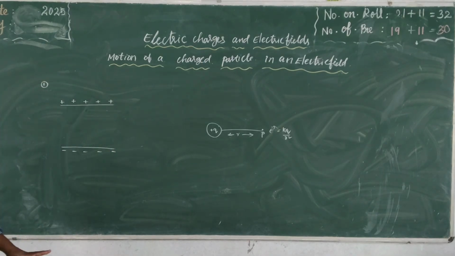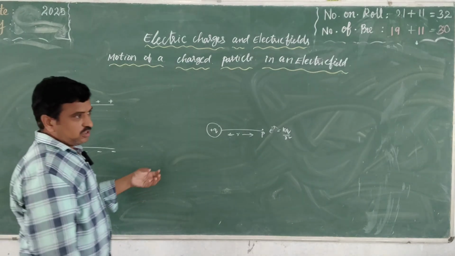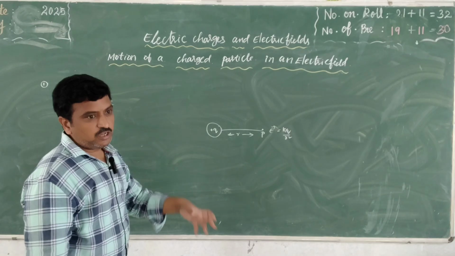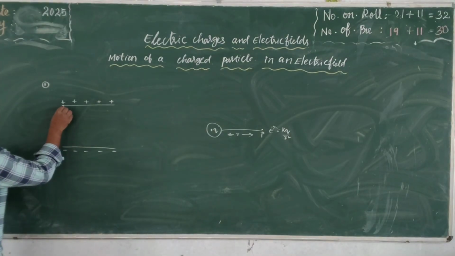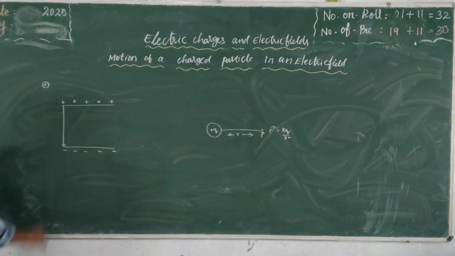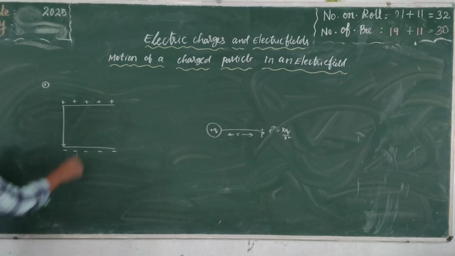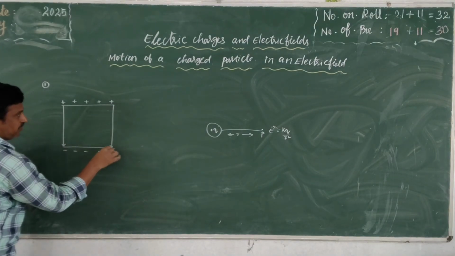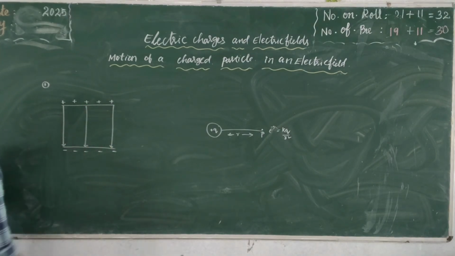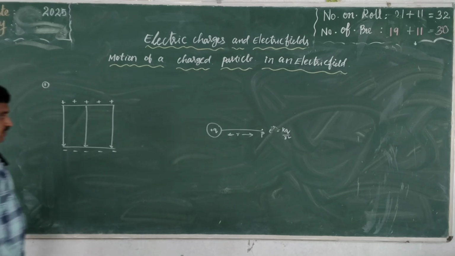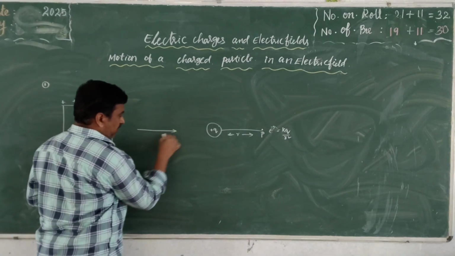Electric field is always from positive charge to negative charge. We discussed that electric field originates from positive charge and terminates at negative charge. This is the direction of electric field. See, in this one, for example, this is the electric field.